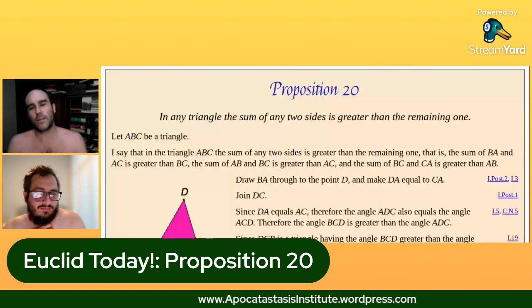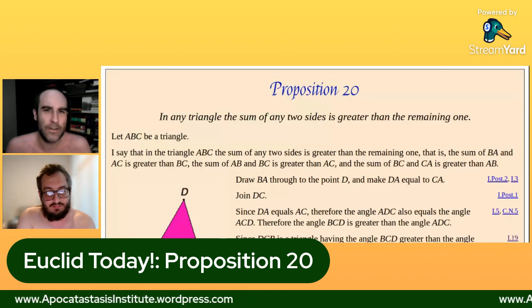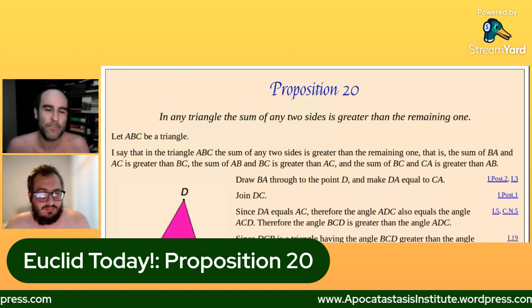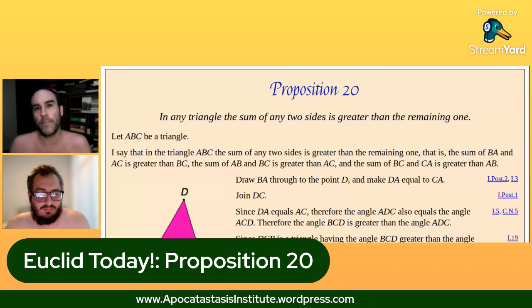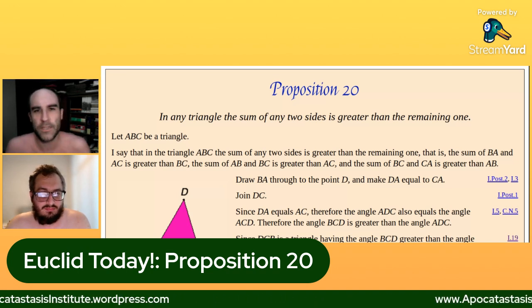Hello, everyone. I'm John Coleman from Apocatastasis Institute, an Institute for the Humanities and Alternative College and High School here in New Milford, Connecticut, USA. Tonight, I'm being joined by Professor Adam Myers as we make our way through Euclid's Elements today, looking at Proposition 20.